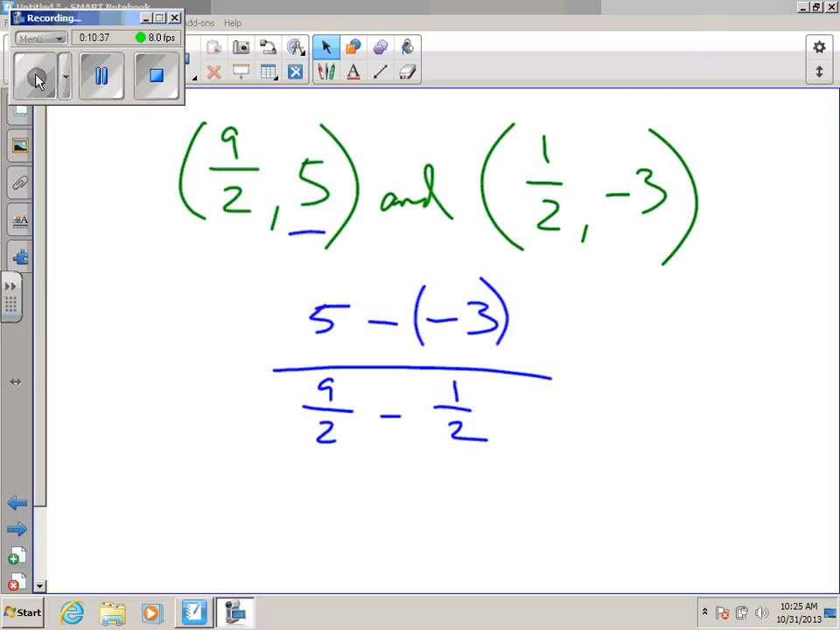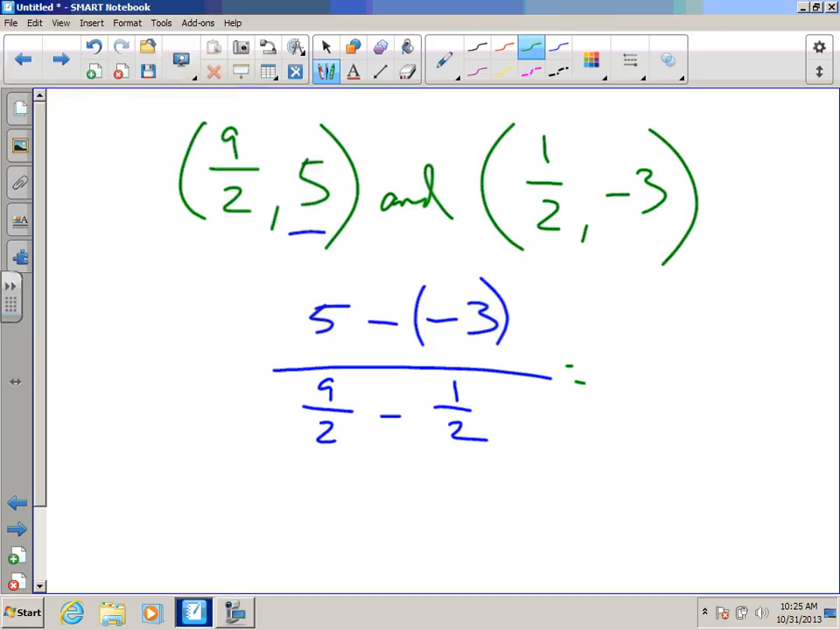It is easy. You had it. You had it. So did you. 5 minus negative 3 is what, Raven? Right? Okay. 9 halves minus 1 half is 8 halves, which is what? 8 halves divided by 4 is 2.